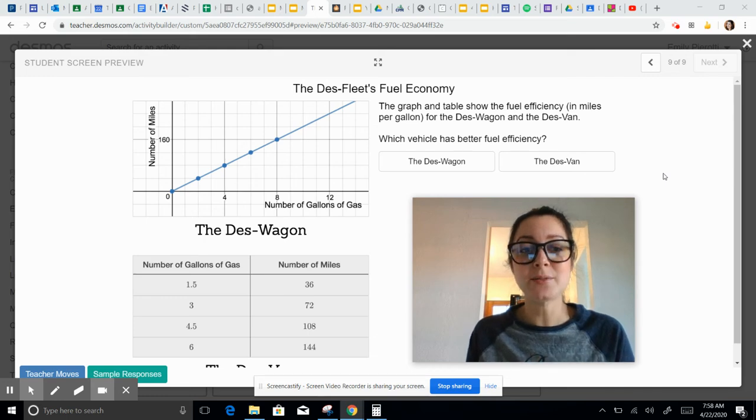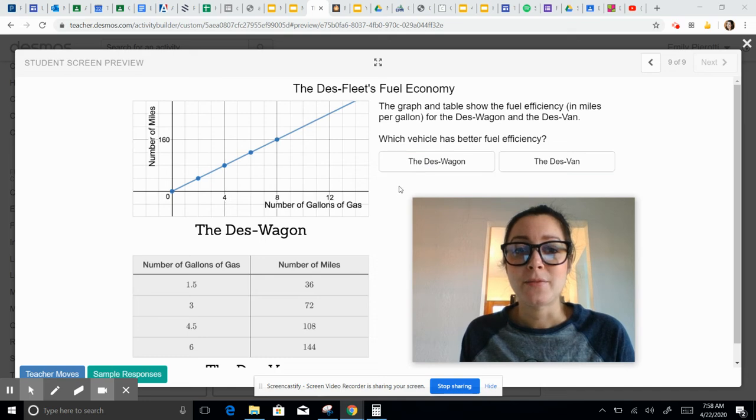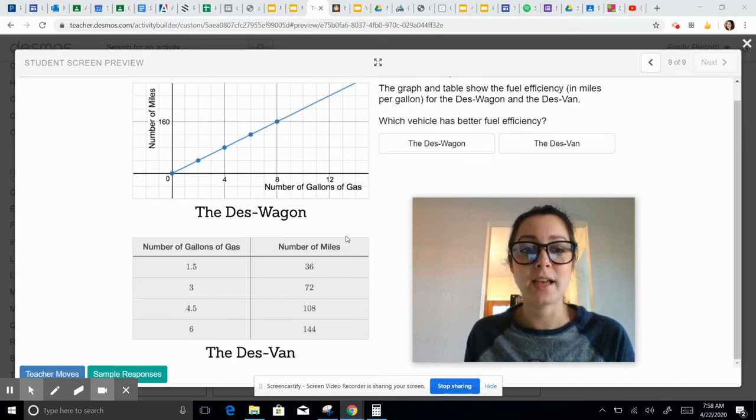Okay, so then in this one, you're looking at a graph. This shows the fuel efficiency for the Deswagon and the Desvan. Oh, get it, because it's Desmos. Which vehicle has the better fuel efficiency? Looking at the wagon versus the van, this is a graph, this is a table. So you're looking at, again, where it's going to land at that unit rate at 1, and see if you can compare them. Or if you were to plot these points, which one would give you the better deal?